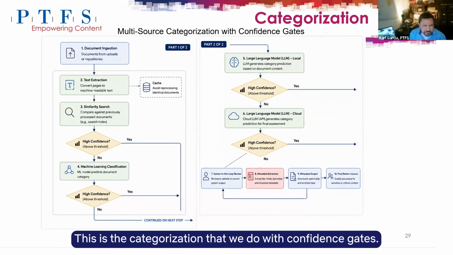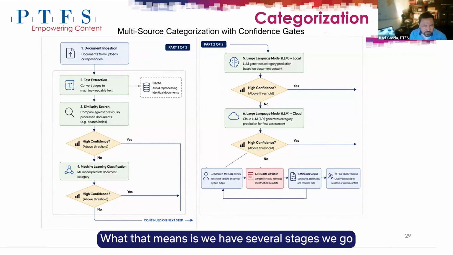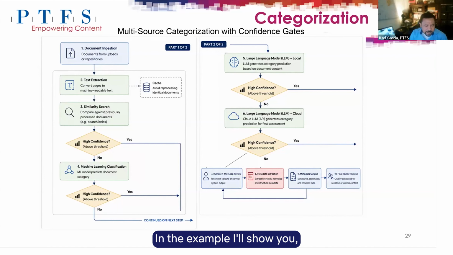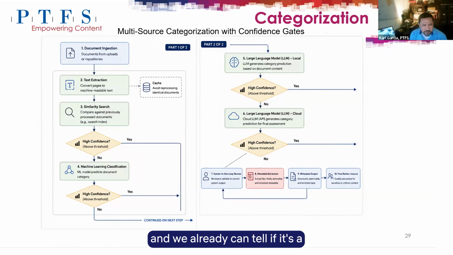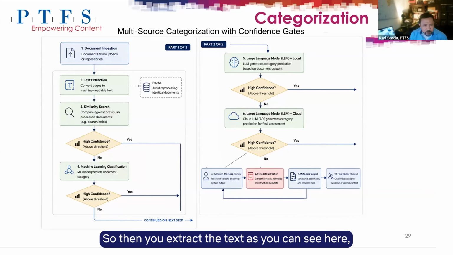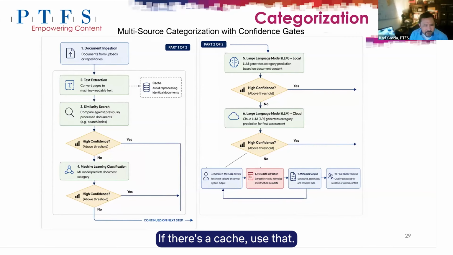This is the categorization that we do with confidence gates. What that means is we have several stages we go through to determine what type of document it is. In the example I'll show you, we'll go through different types of documents, and we can already tell if it's a letter, correspondence, a memo, a report, typical cases like that, for the multitudes of documents that you set up. So then you extract the text, as you can see here, with OCR. If there's a cache, use that.